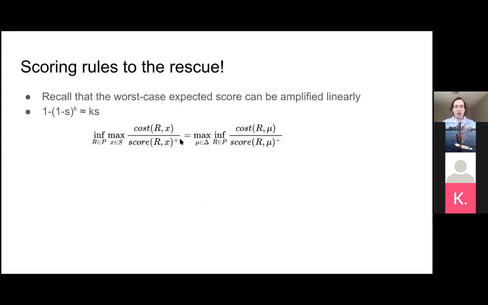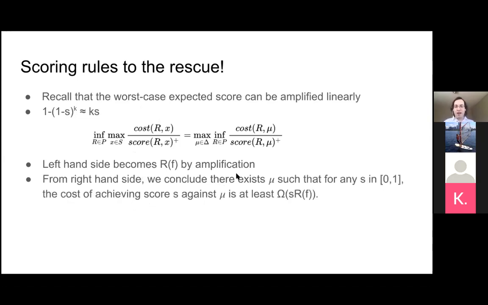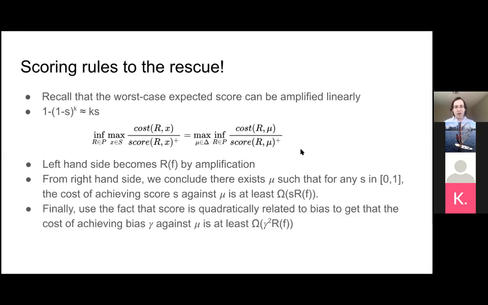And therefore, cost of an algorithm divided by score. Now on the left-hand side, you will be able to use amplification to argue it's equal to the worst case cost of computing f. So the left-hand side becomes R of f by amplification. And the right-hand side now tells us that there exists a distribution mu such that for any score target S, the cost of achieving score S against mu is at least S times R of F. And then you can use the fact that scores and biases are quadratically related to get the lower bound of gamma squared times R of F, which is what we wanted.